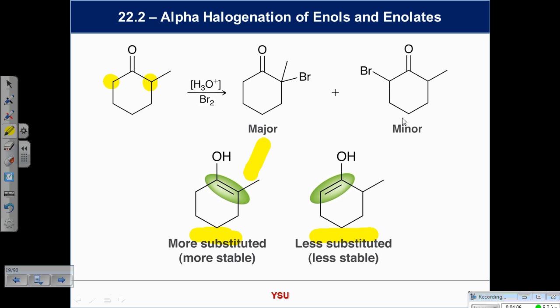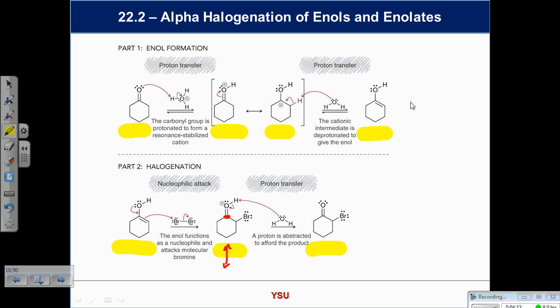Anybody want to say anything? Kyle. That's what that arrow's there for. Yeah? Okay, got it covered. All right, so be careful with your resonance structures.